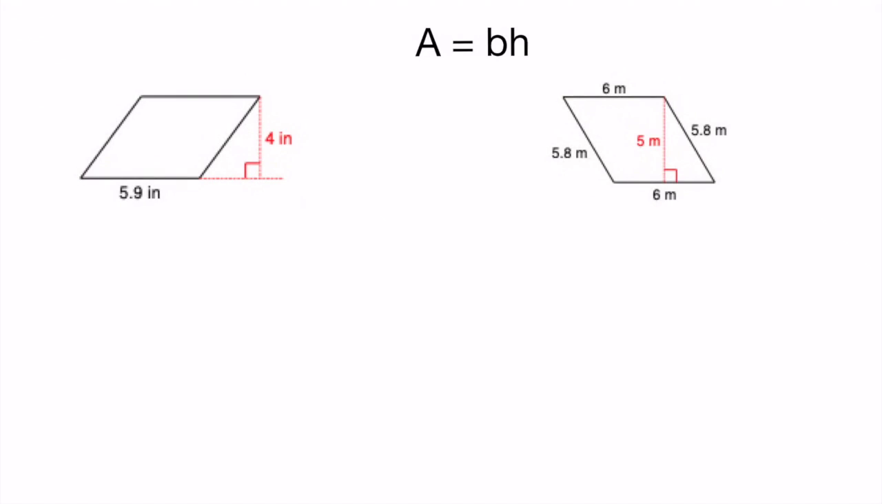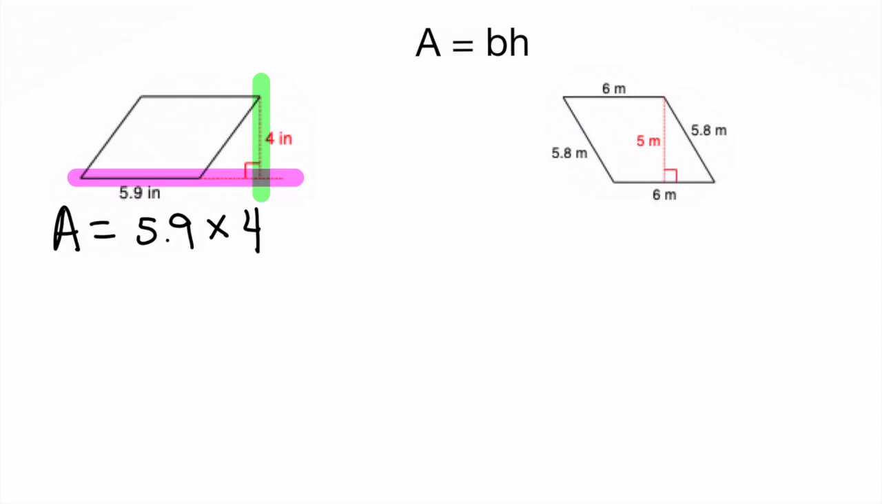So let's look at another one. We have our base and our height. So we have area equals our base of 5.9 times a height of 4, which should give us 23.6 inches squared.